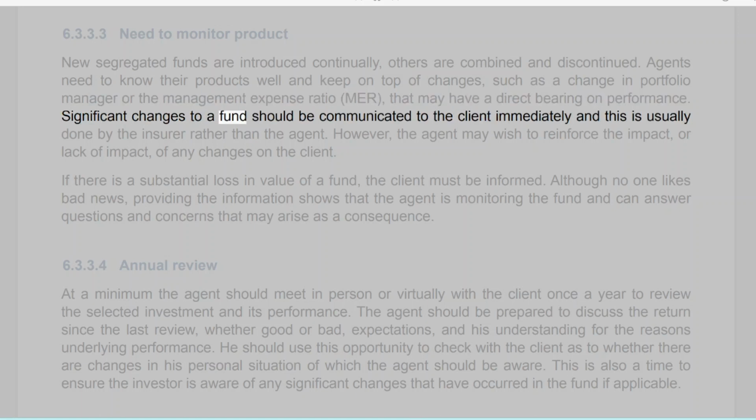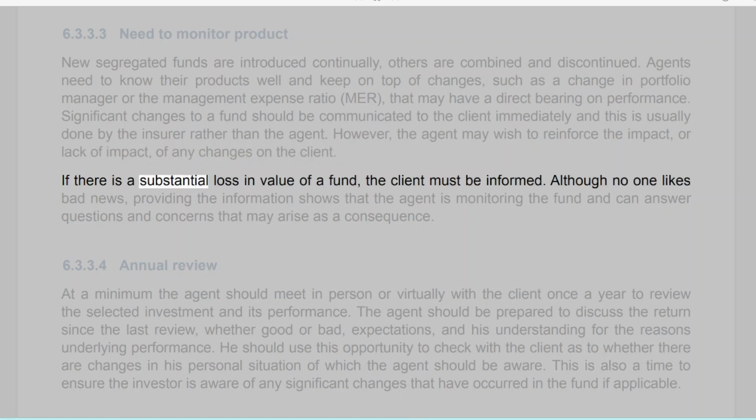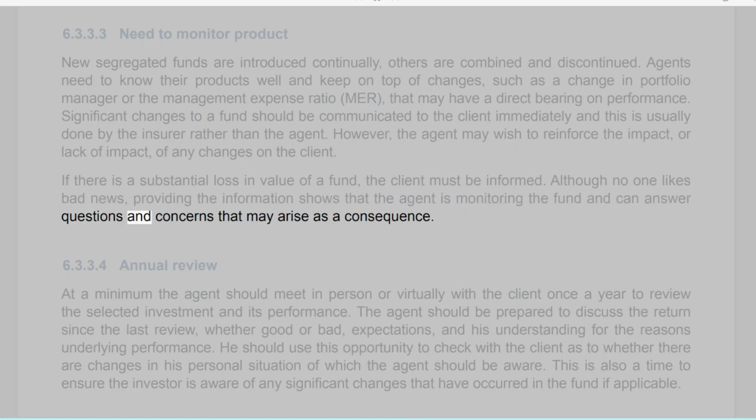Significant changes to a fund should be communicated to the client immediately, and this is usually done by the insurer rather than the agent. However, the agent may wish to reinforce the impact, or lack of impact, of any changes on the client. If there is a substantial loss in value of a fund, the client must be informed. Although no one likes bad news, providing the information shows that the agent is monitoring the fund and can answer questions and concerns that may arise as a consequence.